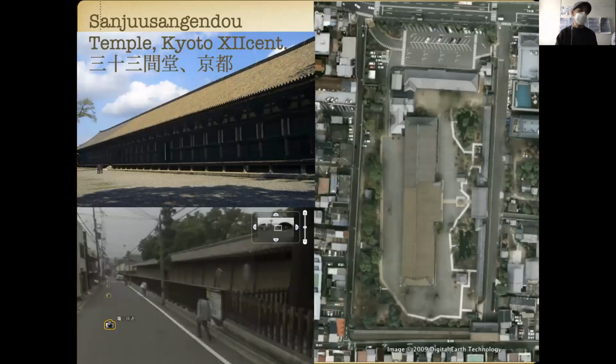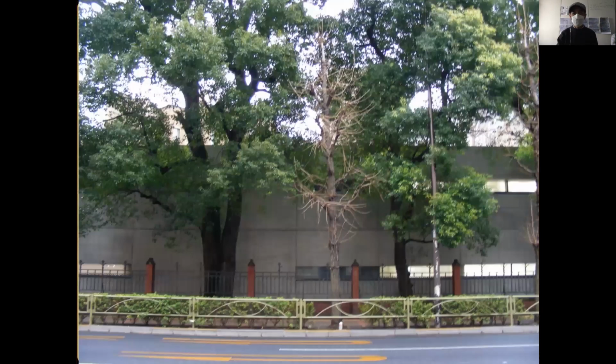And Ando said his inspiration was the Sanjusangendo temple in Kyoto, which is the long wall, right? In the street, just having those layers between the street and the building. This is how we see from the street. You can see how successful it was.